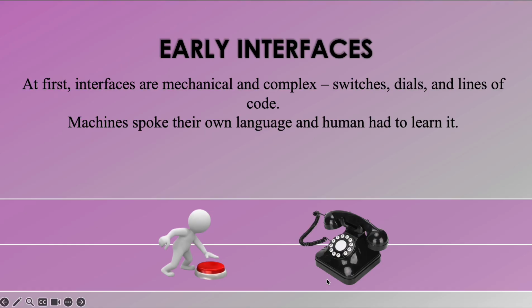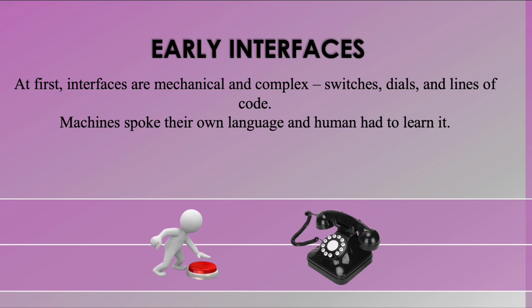At first, interfaces are mechanical and complex: switches, dials, and lines of code. They were built for engineers, not for ordinary users. These early systems worked, but they weren't friendly. Machines spoke their own language, and humans had to learn it.